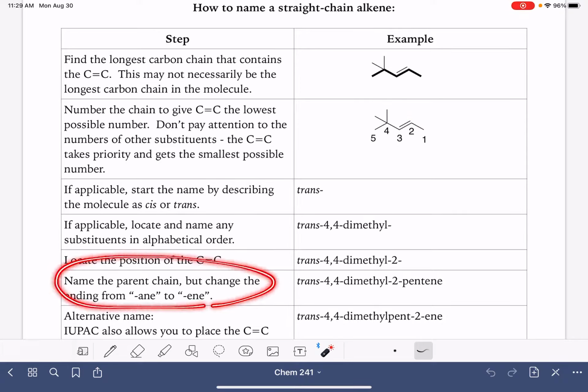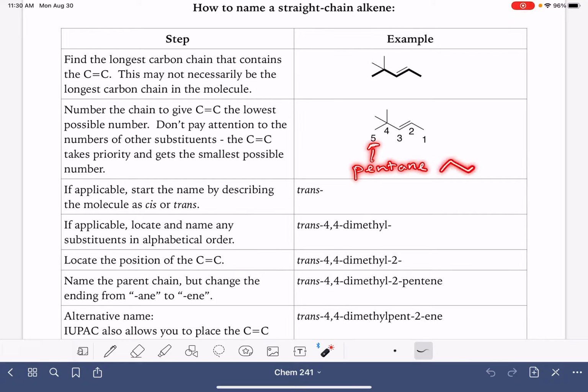And then we're going to name the parent chain based off of the number of carbon atoms in the longest carbon chain. This is a 5-carbon chain, which we know to be a pentane. However, a pentane is a 5-carbon molecule with all single bonds connecting the carbon atoms. Because this is an alkene, it has a double bond present, we're not going to call it pentane anymore. We are going to call it pentene, with the ene suffix telling us that there's an alkene present.